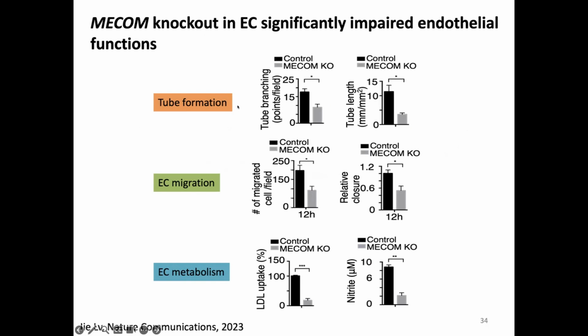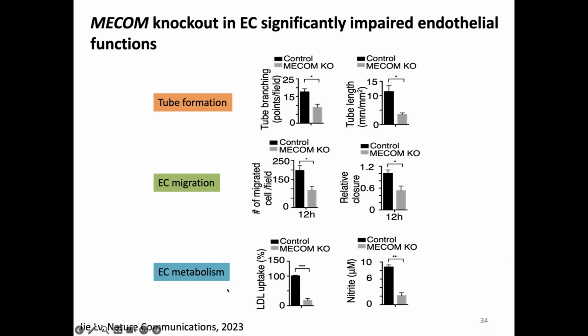Then we investigated the typical phenotypes of endothelial cells. For example, for tubule formation, which is important for the generation of blood vessels or angiogenesis, you can see the partial knockout of MECON significantly impaired the tubule branching and the tubule length formed by endothelial cells. Also, endothelial migration is a very important phenotype for angiogenesis, and we can see the migration of endothelial cells is significantly impaired by the knockout of MECON.